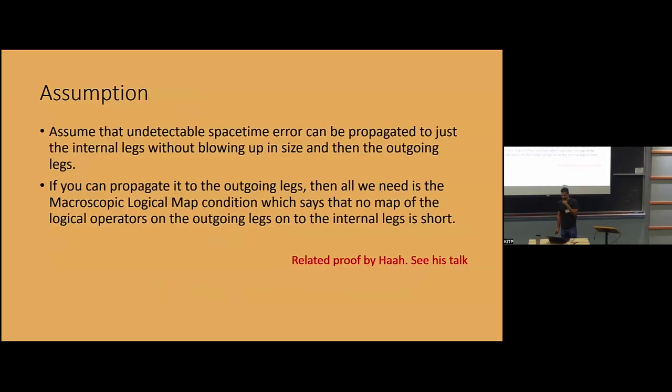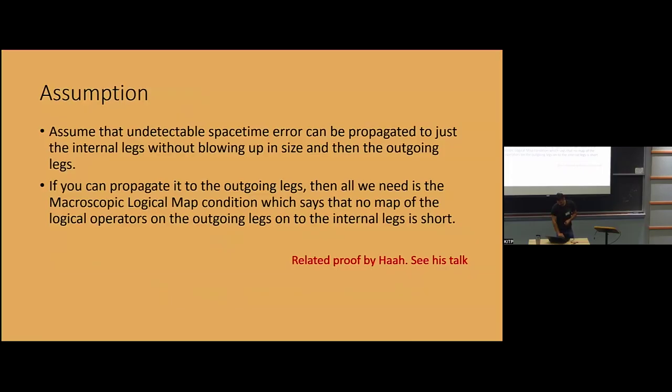Right? So those are the cases that are avoided by construction. We just never considered those solutions. So if you can propagate such an undetectable operator to the outgoing legs, then all we need is the macroscopic logical map condition, which says that no map of the logical operators on the outgoing legs, when you map it onto the internal legs, no such map is short-weighted, right?